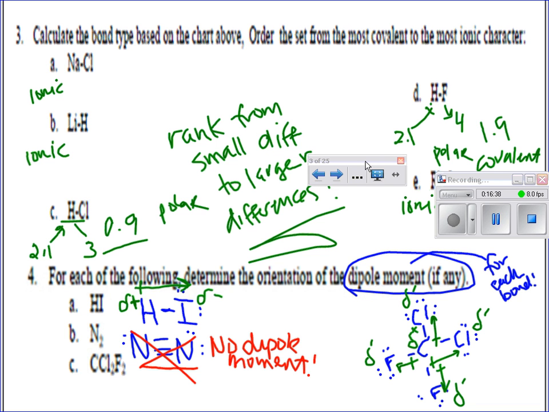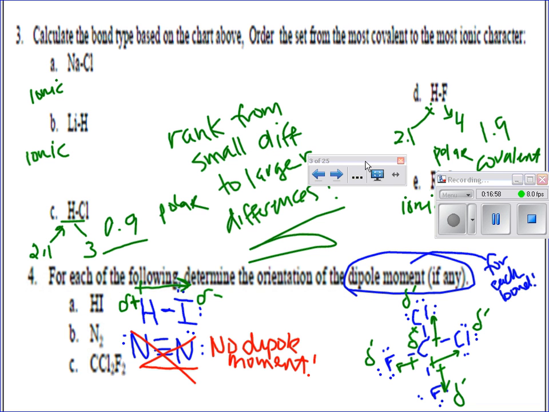It's nonpolar. Why is that? Even though each bond is polar, there is an even pull to the F's, so there's an even distribution of charge around the entire molecule. That makes the molecule nonpolar. But we can still have a nonpolar molecule with polar bonds. I really want you to get that.